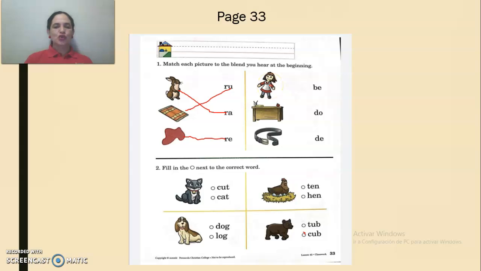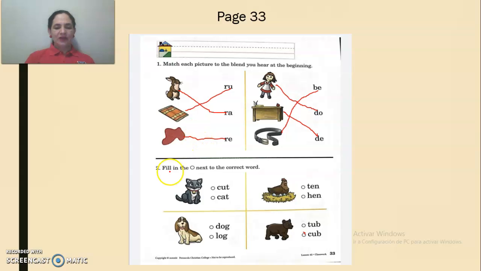This is a doll. Repeat. Doll. Doll begins with do, de, with the blend do. So, the blend do. Very good. This is a desk. Desk begins with B or D? Correct. We have to match the desk with D. Good job. Now it's a belt. And belt begins with the blend B. Good.